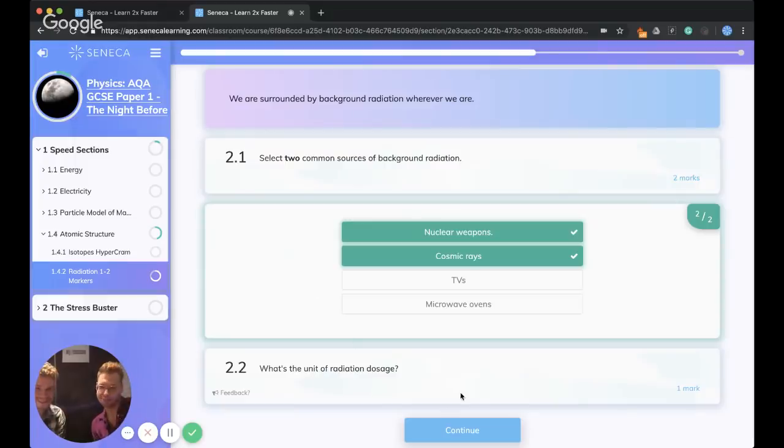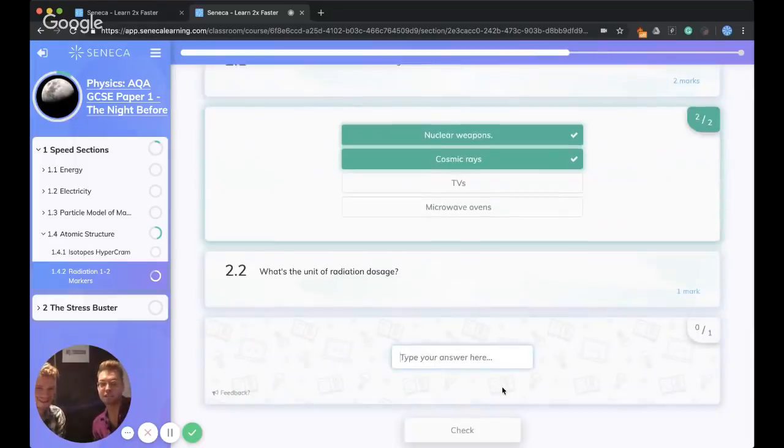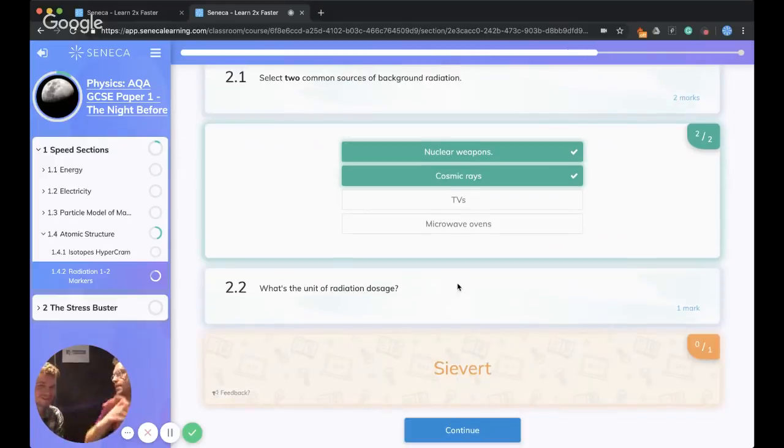What's the unit of radiation dosage? I was going to say Curies, but it's been a while since I've studied it, so I'm not sure if that's right. I made a classic mistake. Oh, Sievert. That's the unit of radiation dosage. Sievert. I always say things the way you write it, so I say Sievert because then I know that's how you write it.